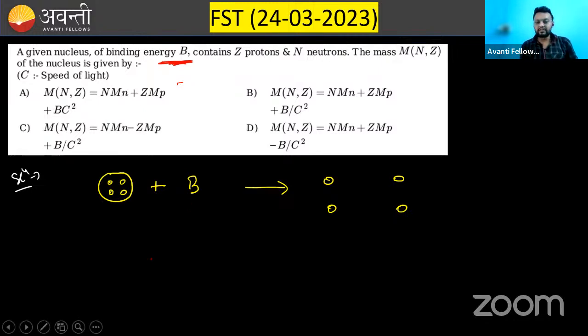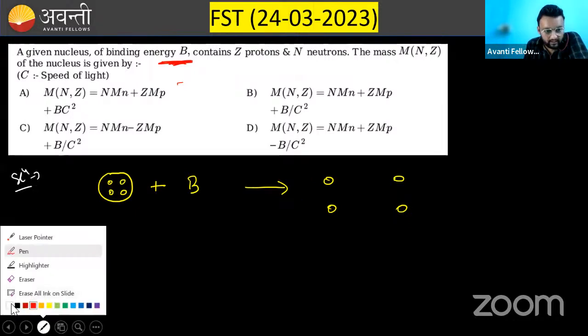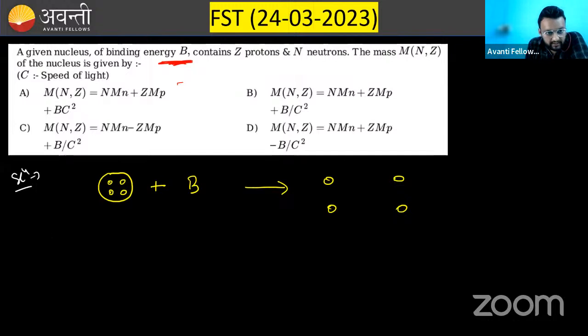So till now everything is clear. This is the nucleus. This is the binding energy. And this is the individual nucleons. So what we know, I think you all should know, that binding energy B is equal to mass defect into C square. Is it clear? Binding energy is mass defect into C square. This is not that difficult a question. This is an easy question. So what is mass defect?